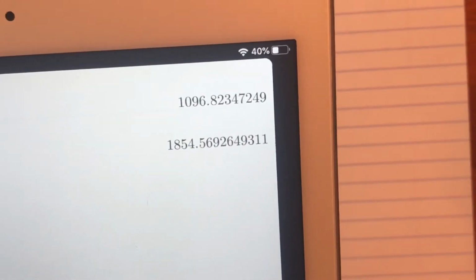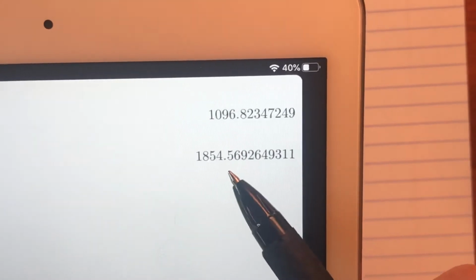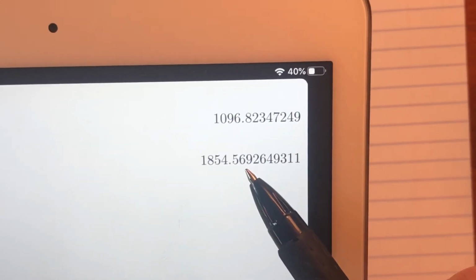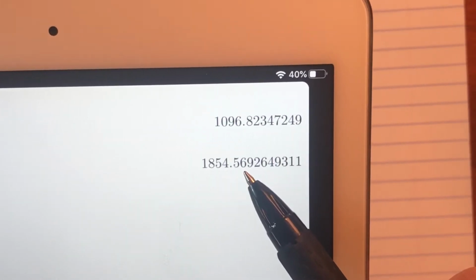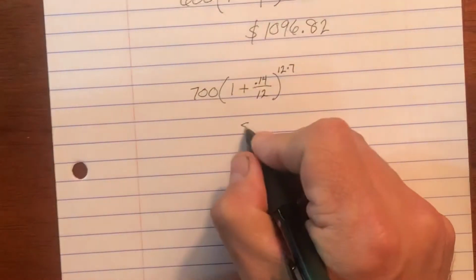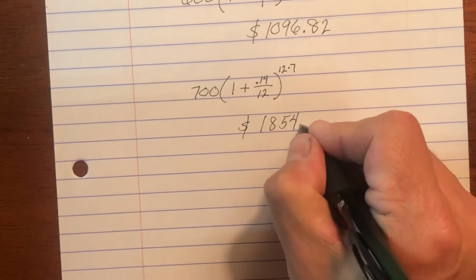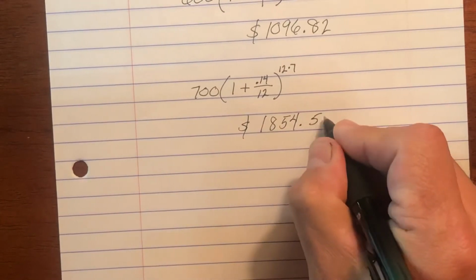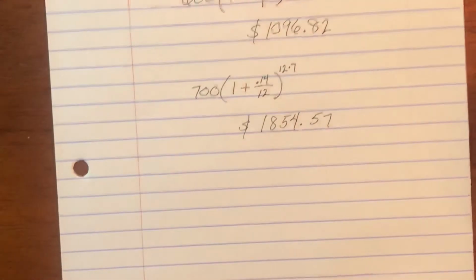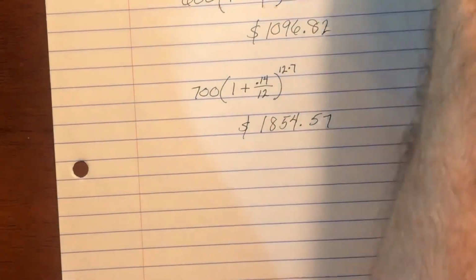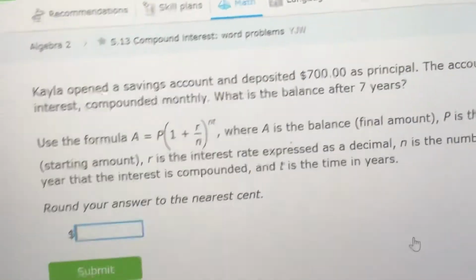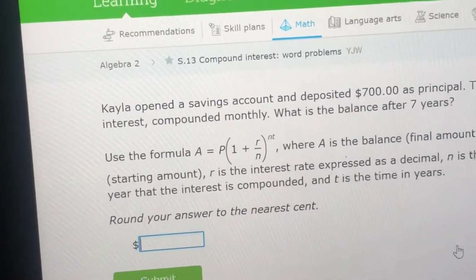Now when I hit enter, I get $1,054.569. Well, that 9 says we should round that 6 up to a 7. So that means that it's going to be $1,054.57. And you all know that IXL is really picky about rounding. If you round off incorrectly, you get the whole thing wrong. So be very careful. A lot of times that's the part that people mess up.